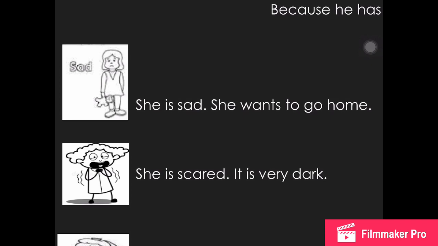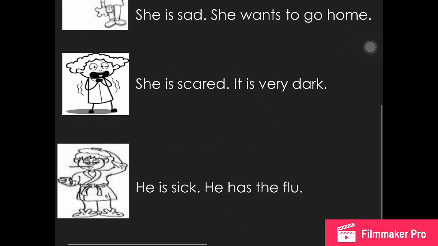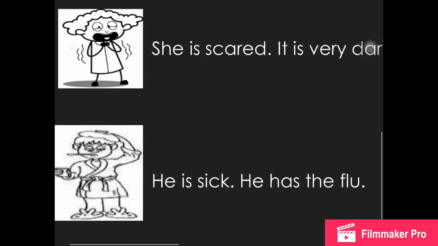We have another example. She is scared. It's very dark. If we're going to make a question asking the reason, we're going to say, why is she scared? And now we're going to answer giving an explanation. Because it is very dark. Now we have another example. He is sick. He has the flu. Now, think about a question.